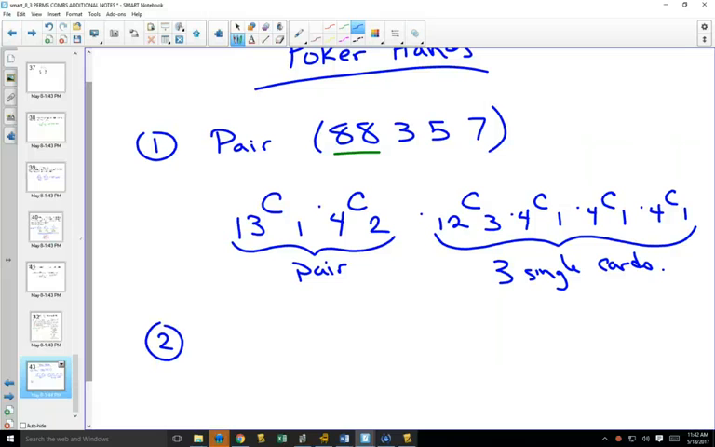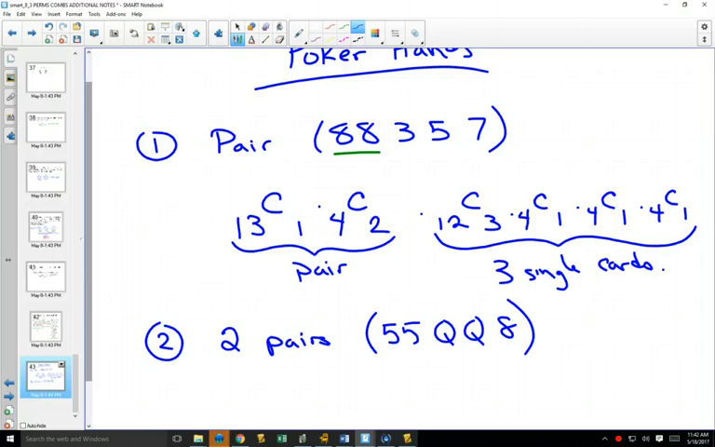We're going to do 2 pairs next. And then we'll talk a little bit about the strategy. So an example of 2 pairs could be like getting 2 5s, 2 queens, and an 8. That would be an example of getting 2 pairs in poker.